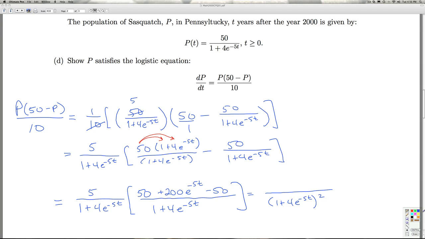And what's going on in the numerator? I've got 50 minus 50, so they cancel out. I've got 200 times 5. So what do I get? Lo and behold, 1,000e to the negative 5t, which is exactly what we got when we simplified the derivative. That shows that P satisfies that differential equation. That'll do it for part D.